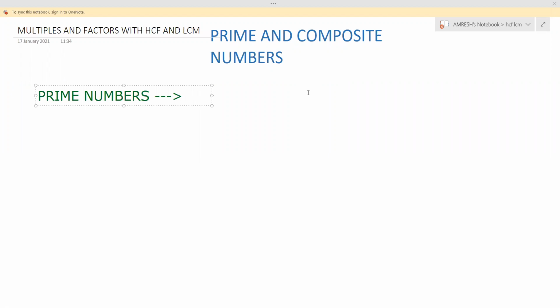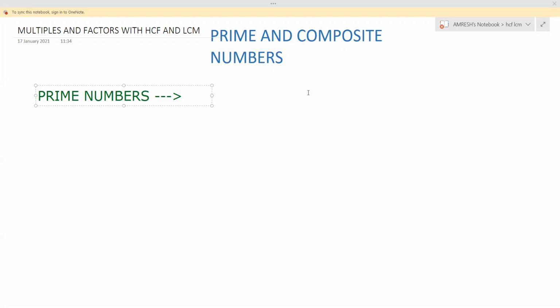Today, we are going to read the next part of our chapter, multiples and factors with HCF and LCM. We have already learned about multiples, factors, common multiples, common factors. Today, we are going to learn about prime numbers and composite numbers.